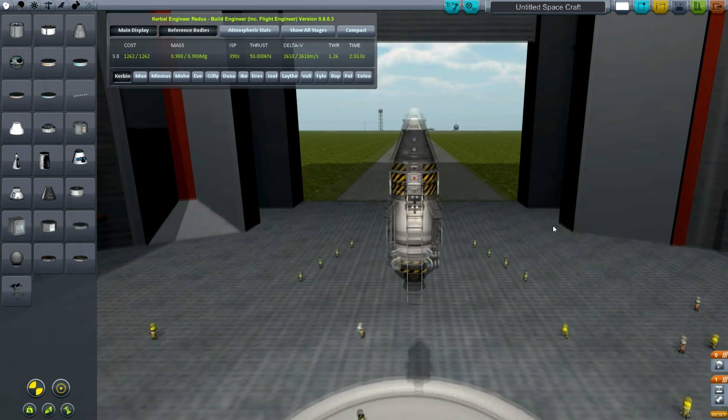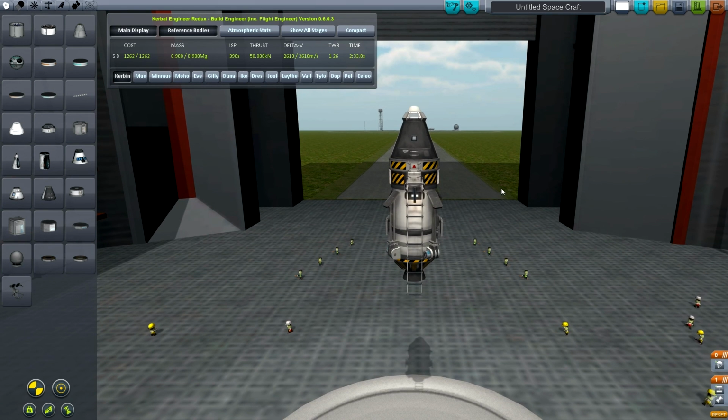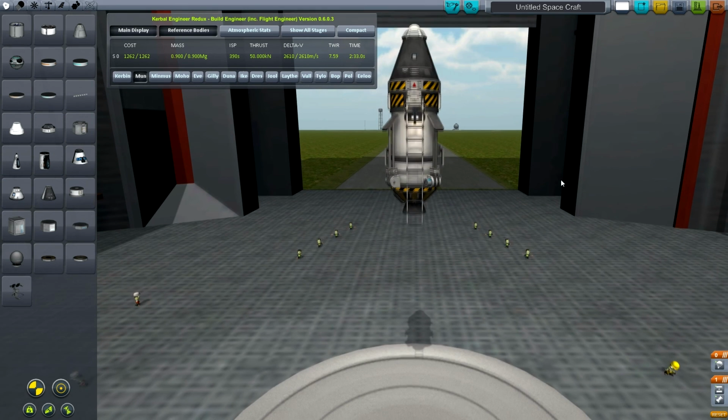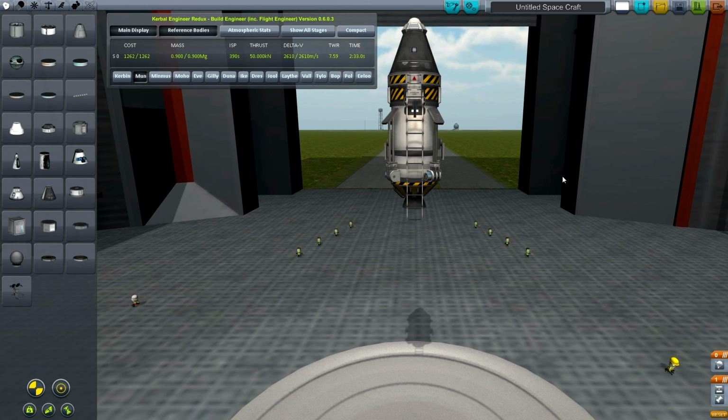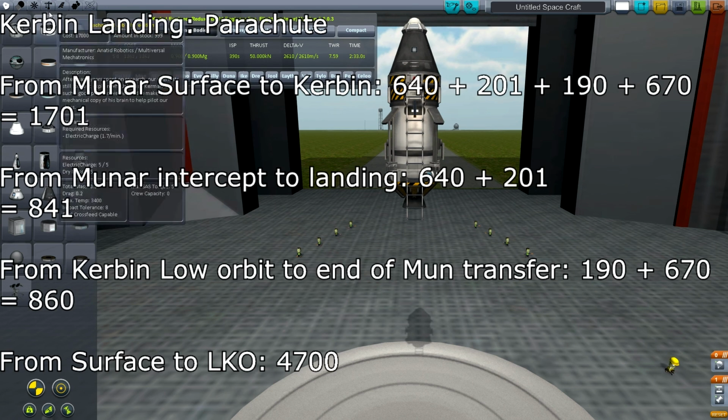Okay, so Kerbin landing is handled by the parachute. From the Mun surface to Kerbin, and from Mun injection to landing on the Mun surface can all be handled by this. We've got enough delta V for that. And of course we have enough thrust to weight ratio to ensure that the thing can accelerate. So the next stage is from low Kerbin orbit to the Moon, and that requires 860 delta V.